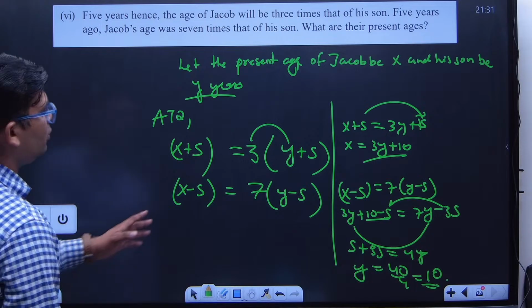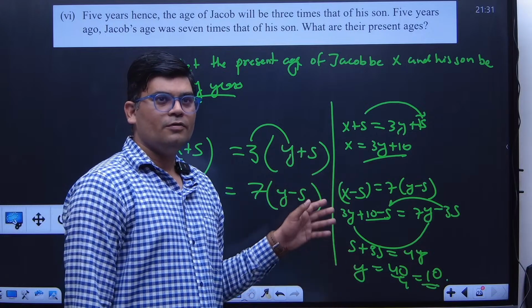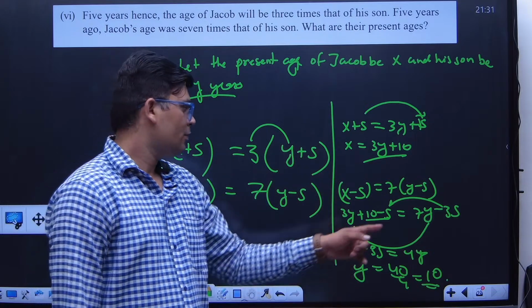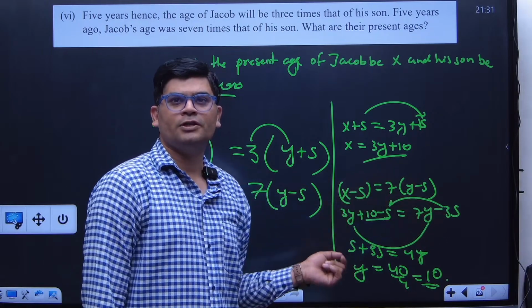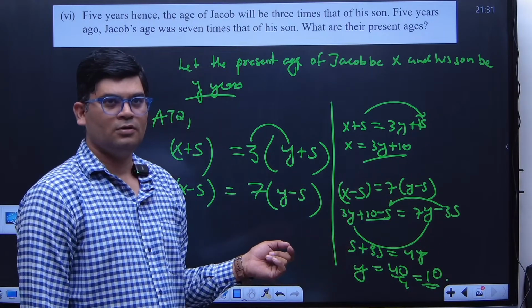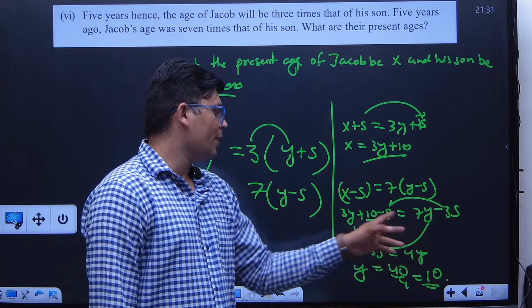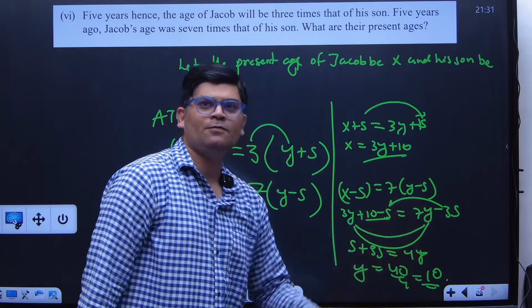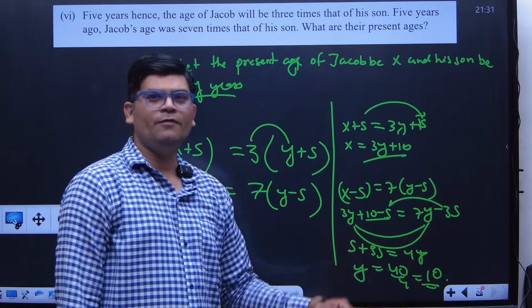See, you understood or not? Yes, sir. Wait, 5 plus 30? 5. This minus 35 I brought it on this side, so it became positive. It is equal to 4y. I took 3y on this side. So 7y minus 3y is 4y. So y came out to be 40 by 4, which is 10.